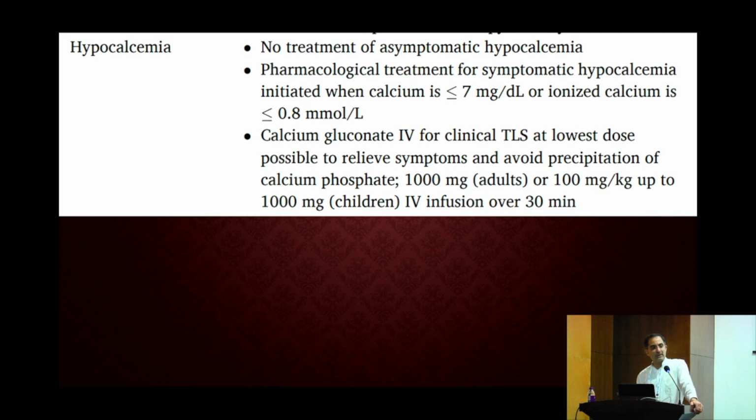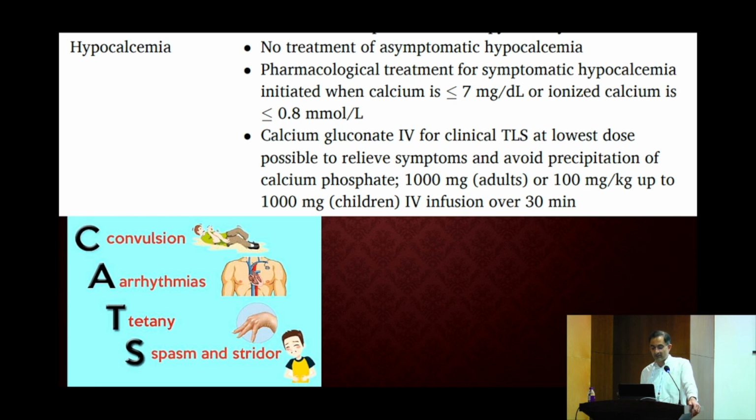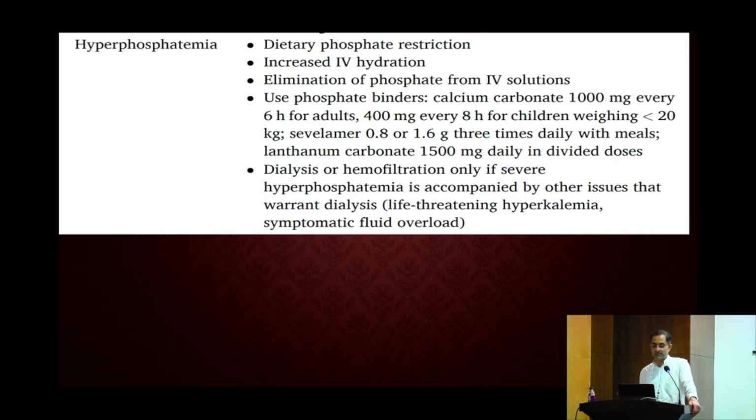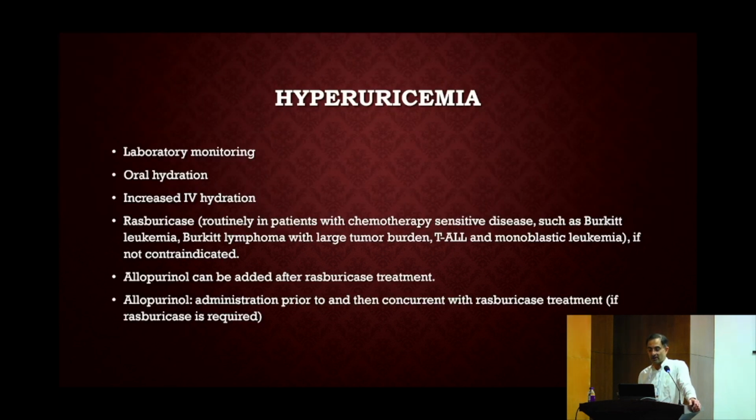Hypocalcemia is a problem, but generally asymptomatic in patients with tumor lysis. If at all you find that there is significant hypocalcemia, then of course the correction would be done. But otherwise, unless there is symptomatic or clinically significant hypocalcemia, we would not be correcting hypocalcemia in this particular syndrome. Hyperphosphatemia is again a problem, and most importantly, you use phosphate binders, calcium carbonate, etc., and dialysis as a last resort.